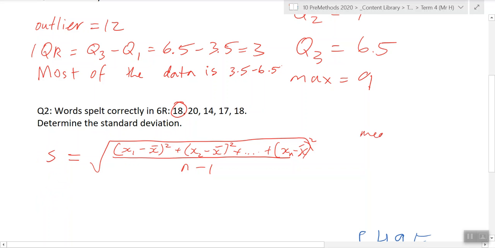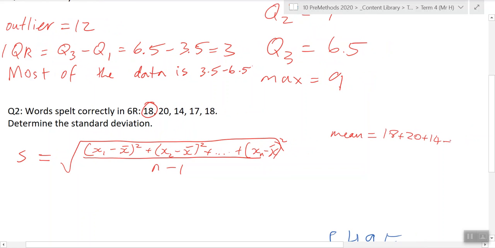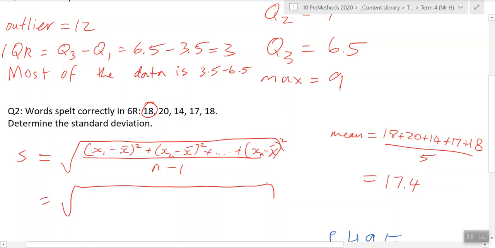So for the mean, we've got to add them all together and divide by what? How many are we dividing by? 5. Okay? Second line of working, you take each of the x values and minus the mean squared, all the way up to the last one, which is again 18.